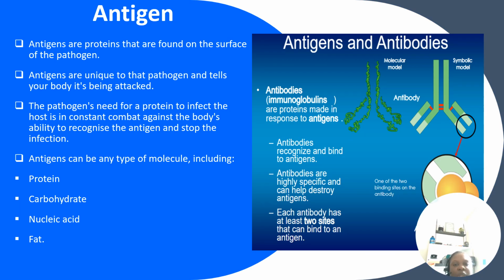Before we continue with the third line of defense, let's define a few key concepts. The first is antigens. They are proteins that are found on the surface of the pathogens. Antigens are unique to that pathogen. For example, the whooping cough bacterium will have different antigens on its surface from the TB bacterium. Antigens can be any type of molecule like protein, carbohydrate, and fat.